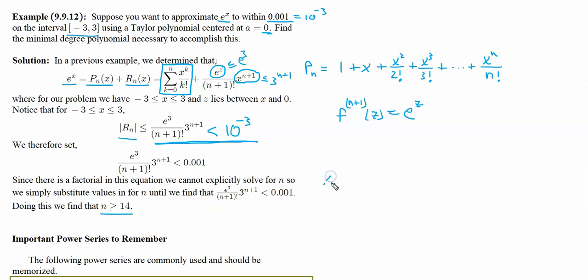And so therefore, P14, which is just the summation, this polynomial will approximate e to the x to within 0.001 as long as x is between -3 and 3. And that completes this example.